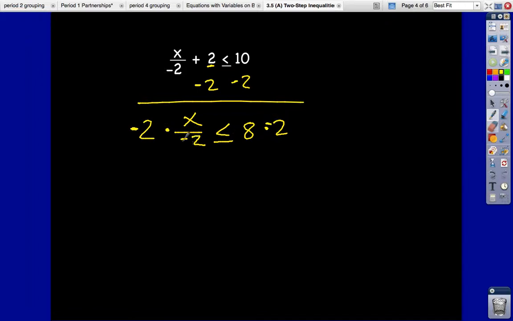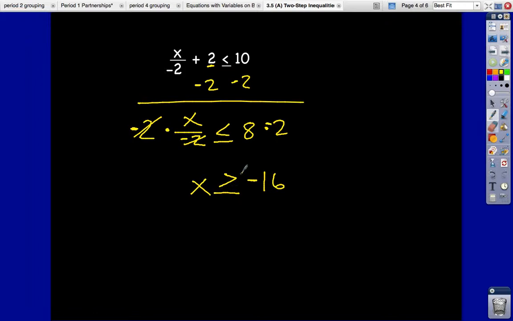Now remember, what's the rule when we multiply both sides of an inequality by a negative number? We absolutely must flip the sign, okay? So that's our first step. These 2's cancel out. We're left with just x. X is now greater than or equal to -16 because 8 times -2 is -16.